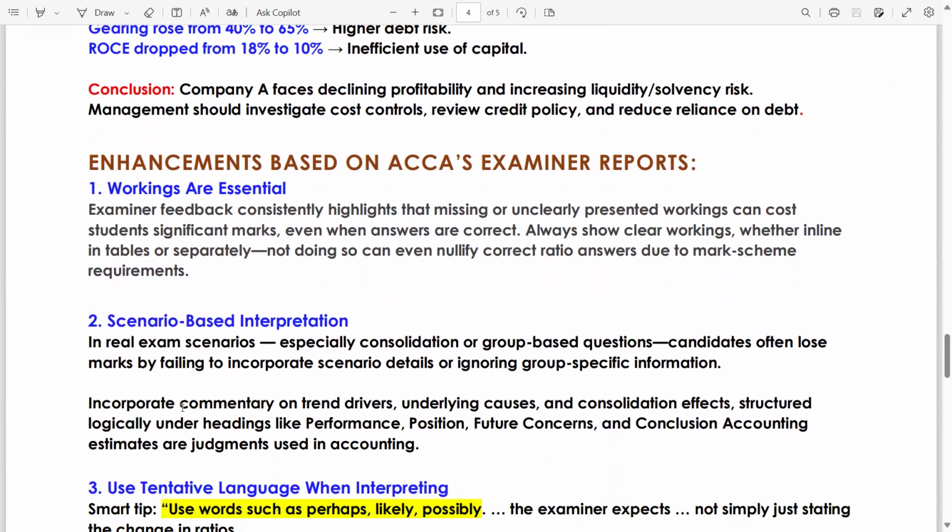Now, there are a few important things which have been extracted from the examiner's report. Point number one: workings are essential. Examiner feedback consistently highlights that missing or unclearly presented workings can cost students significant marks, even when answers are correct. Always show clear workings, whether in line, in tables, or separately. Not doing so can even nullify correct ratio answers due to mark scheme requirements.